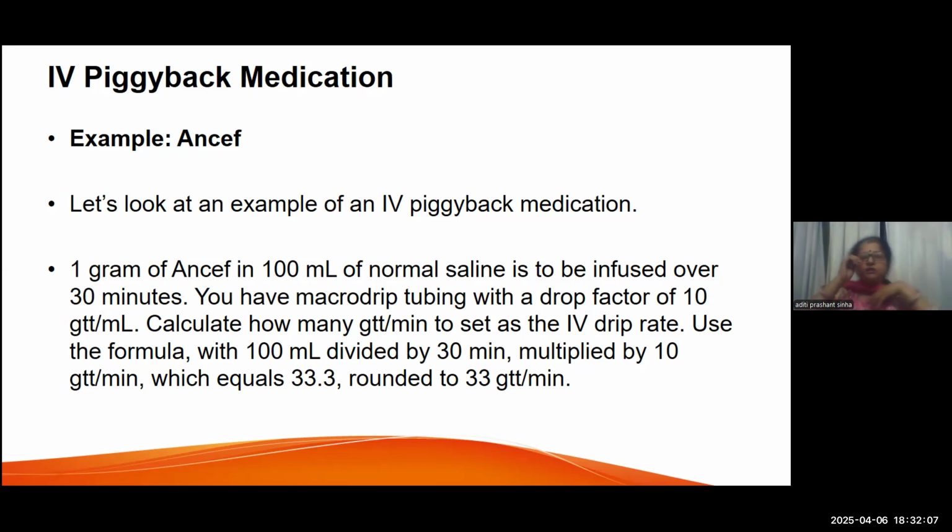So here what is different is your volume is only 100 ml of fluid, which you are going to administer through macro drip of 10 drops per ml. So use this formula with the 100 ml divided by the time set, 30 minutes. So 100 divided by 30, multiplied by 10, is going to give 33.3. So make it round, 33 drops per minute, which can be rounded off and given. Right?